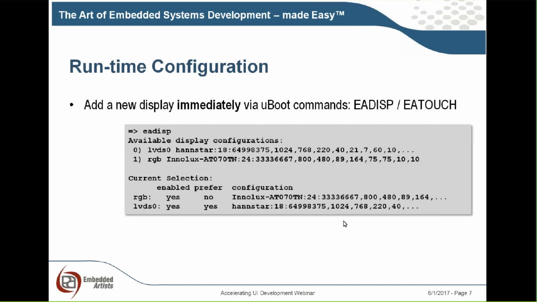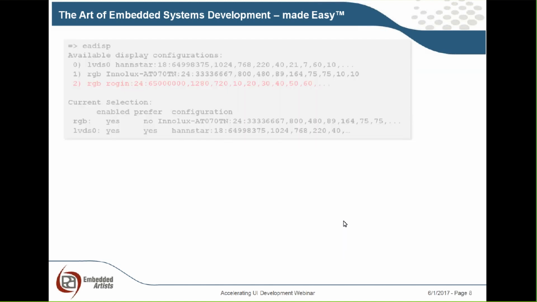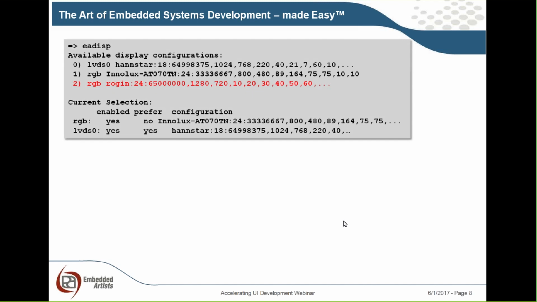Now, in case you want to add a new display, in this case we call this Rogan display, and it's an RGB interface. Then you just write these commands, and then of course you have to check in the datasheet for the display for the specific configurations here. And then if you write the EA-DISP command one more time, you will see here in the red that I marked that the third display has been added.